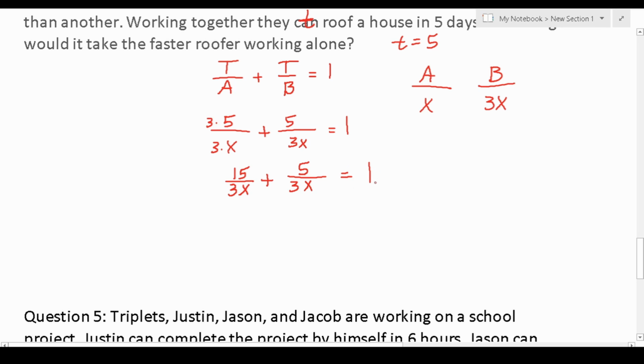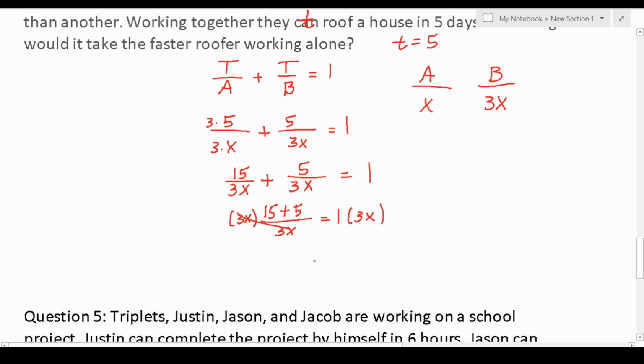Now we can do this addition. Again, this becomes 15 plus 5 over 3x equals 1. Again, we're solving for x. So as our next step, we want to multiply both sides by 3x.